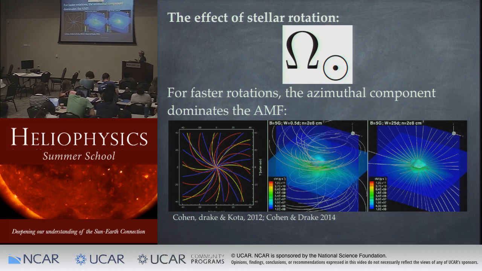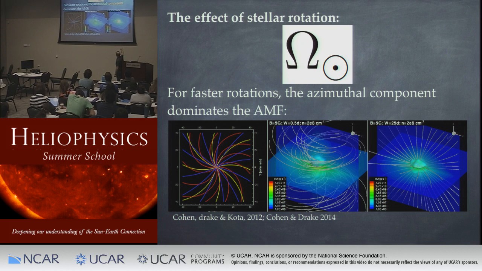And this is a simulation I did in 2012, where I took a sun-like star with a dipole field, and one of the things we investigated is that we changed the rotation of the star. And you can see this is the equatorial plane Parker spiral. And you can see that the spiral becomes more compressed as we boost the rotation. And this is the case of the solar corona. So this is a 24 solar radii box.